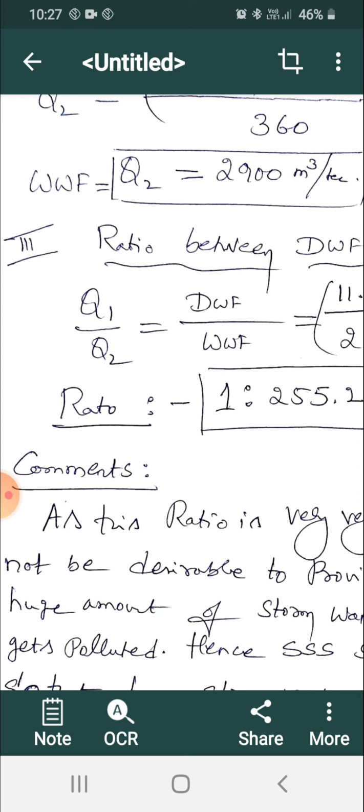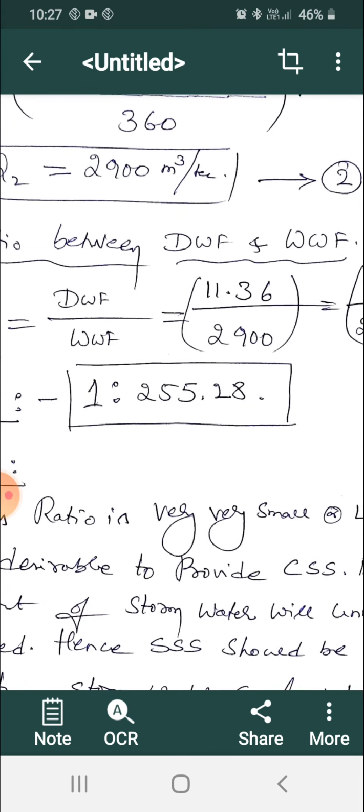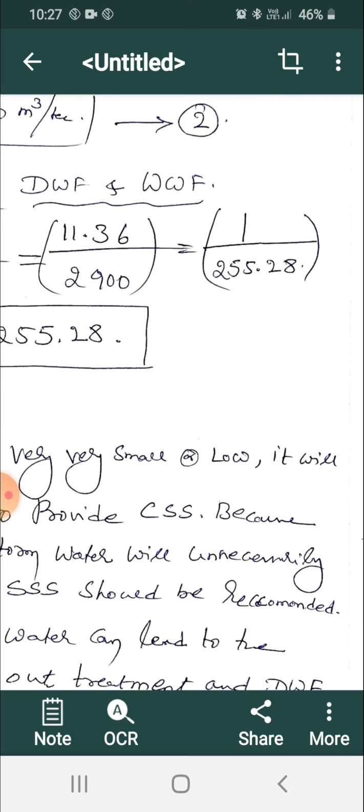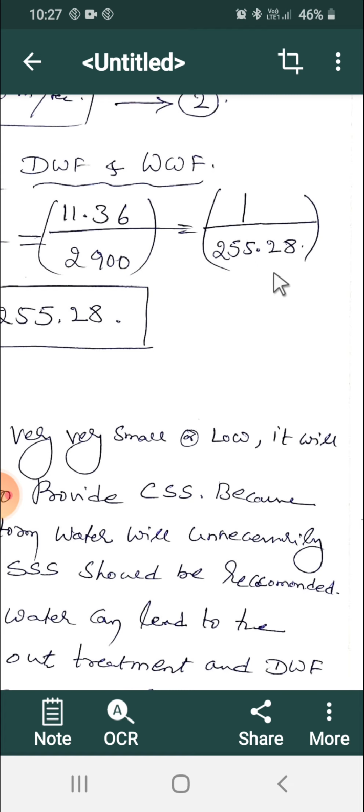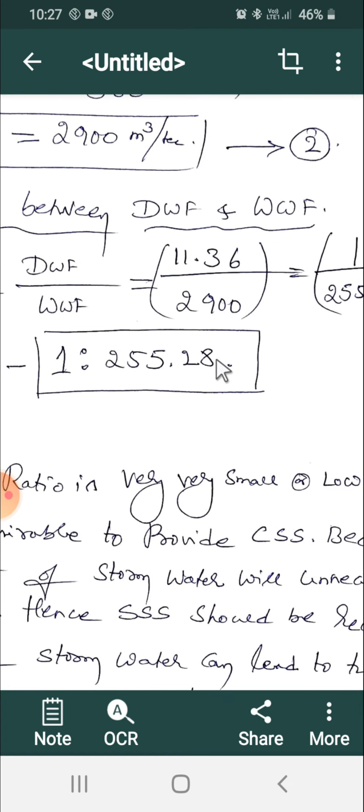Now, Q1 divided by Q2, DWF and WWF. This is 11.36 and this one, and then this is 1 divided by the value. This is 1:255.28. So you maintain two digits or three digits, because meter cube has three zeros, 1000 means three zeros. That is because this is a discharge.